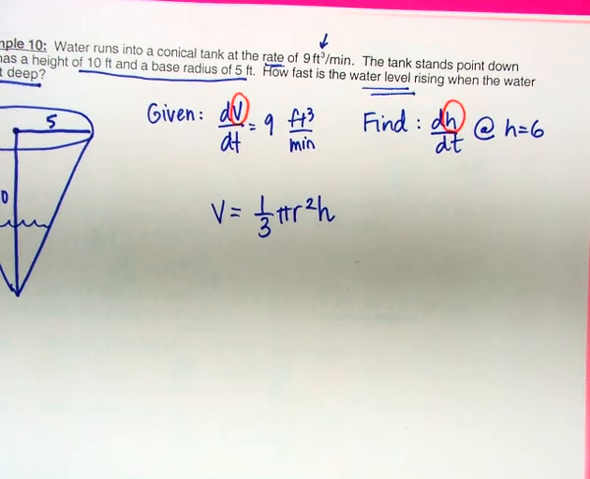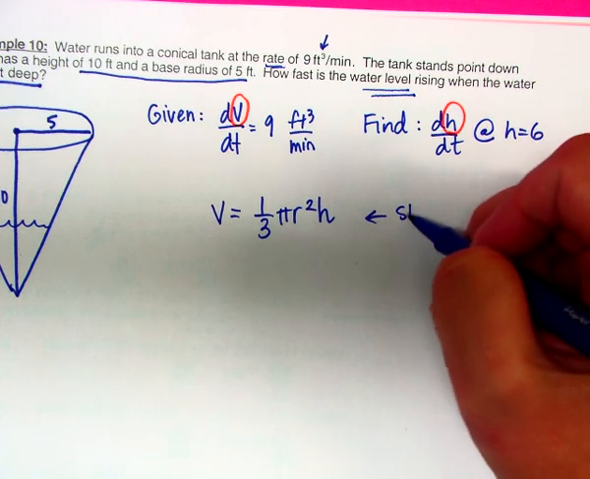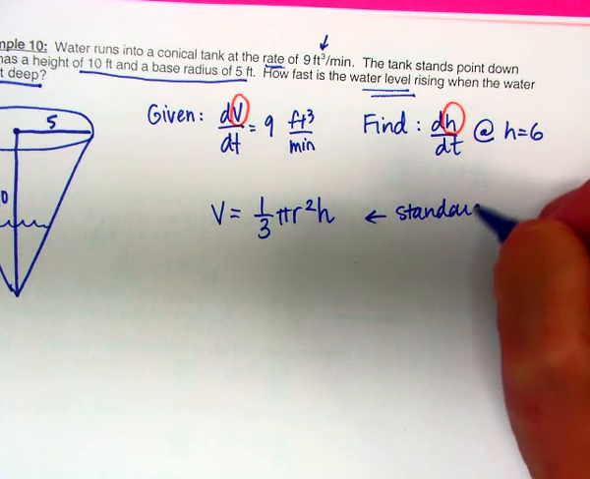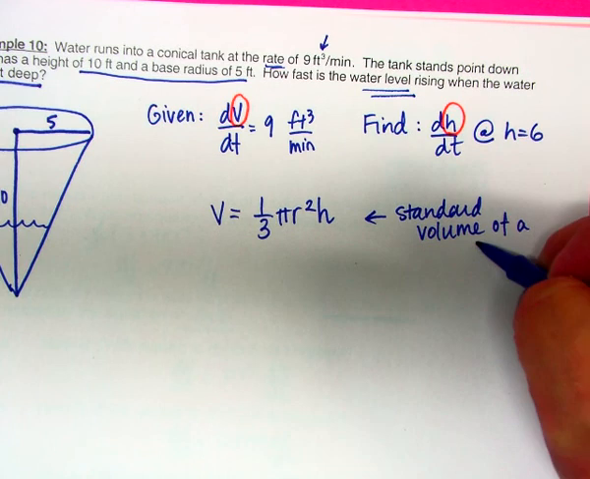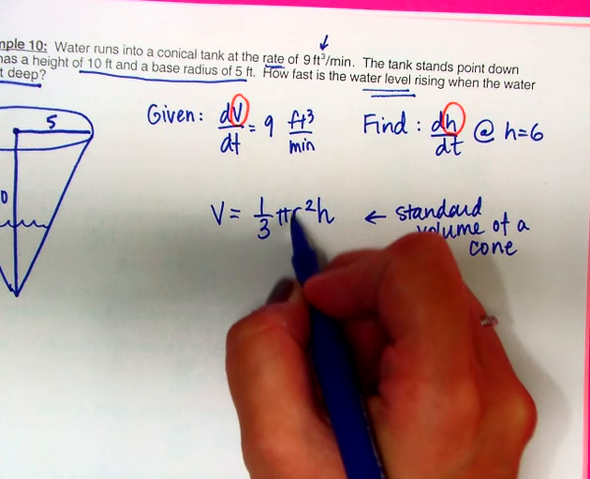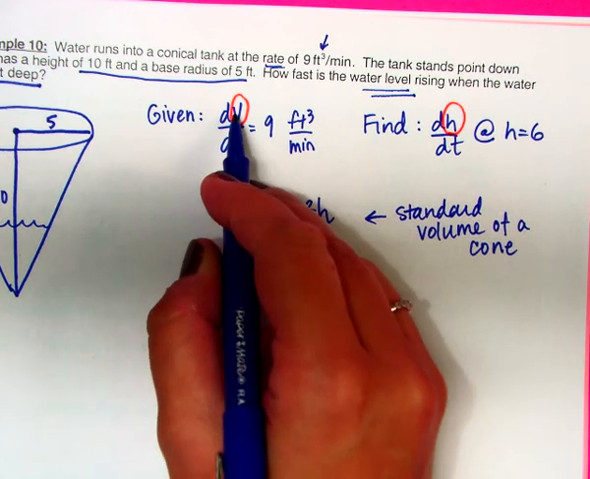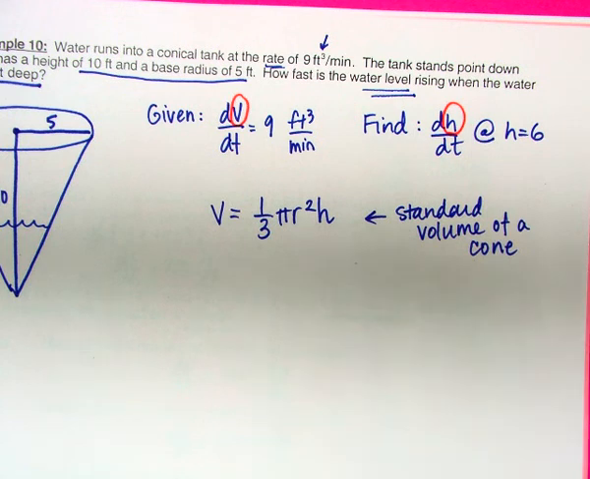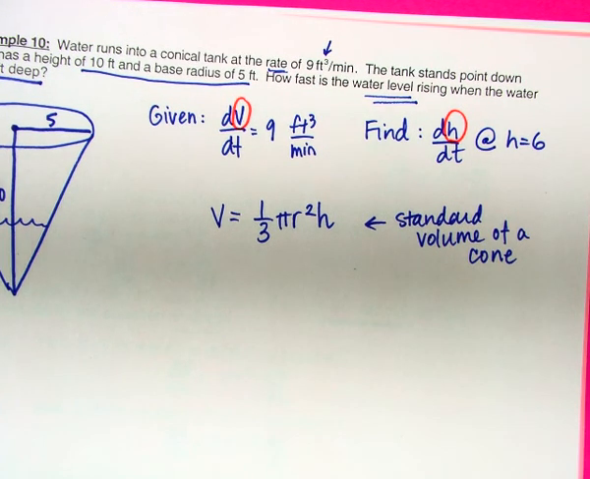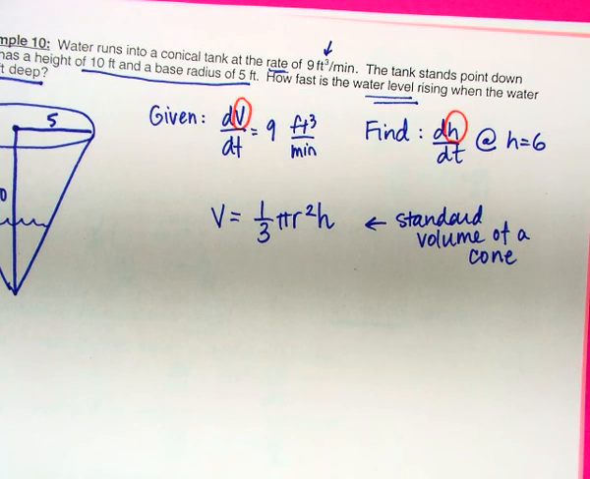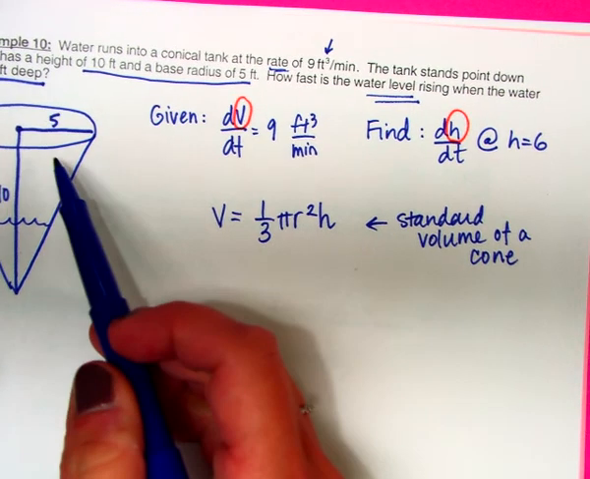Okay, this isn't really going to help us in this problem because I don't have any information about dr dt. Okay, notice this r here. That's not in my given. It's not in my find. So I'm going to have to weed that out somehow. Okay, and I'm actually going to do that before I differentiate this. Okay, and it's going to come from over here in my drawing.